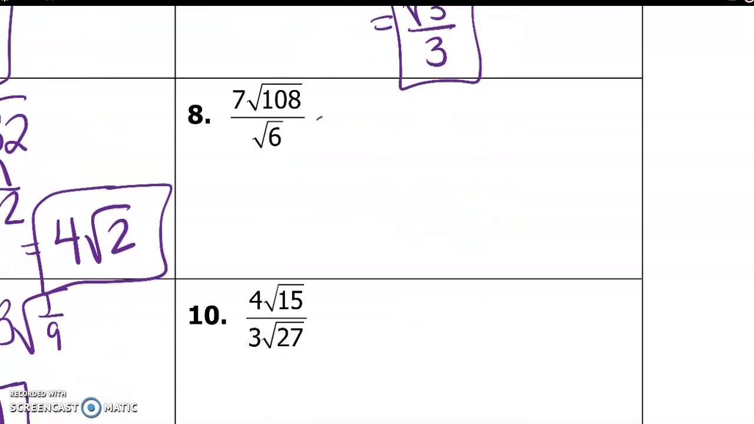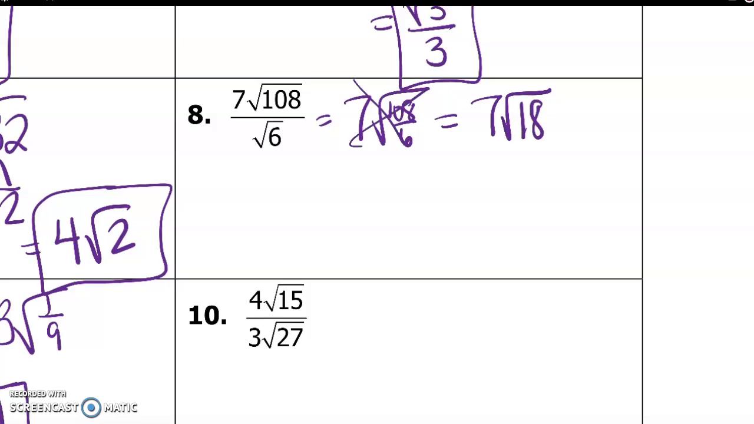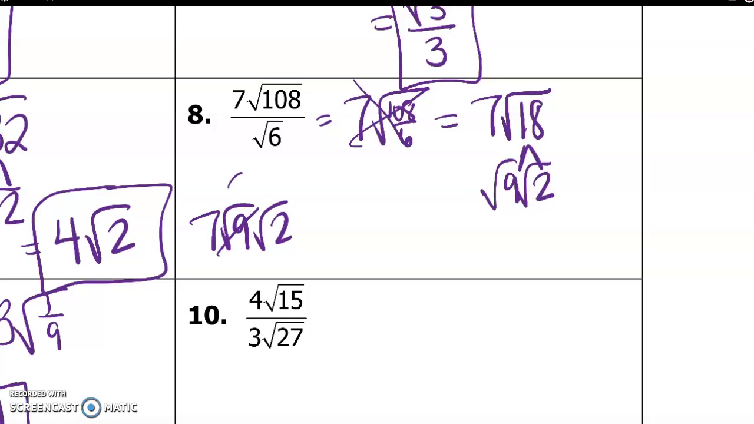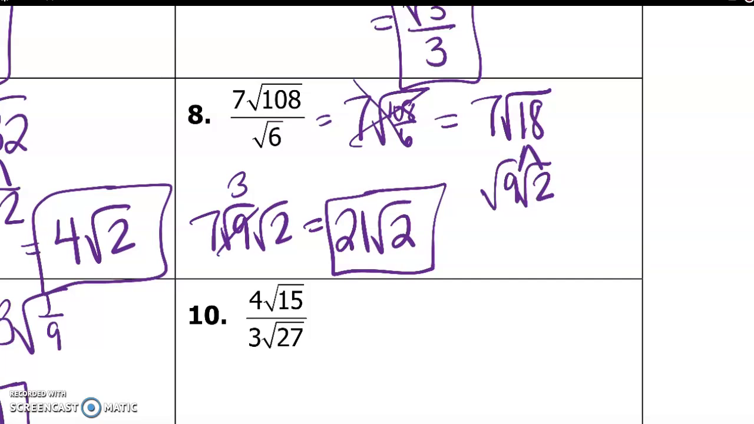Number 8, we're going to change this to 7 times the square root of 108 over 6. So 7 times the square root of 18. Again, if you can skip that step and just do 108 divided by 6 in your calculator and then remember to put it back under the square root, that's fine. 18 gets broken into 9 and 2, so we have square root, square root. Some people like to write that all in a line like this. If that's helpful, you can totally do that. Square root of 9 becomes 3, that's multiplication. So 21 square root of 2 is our final answer.